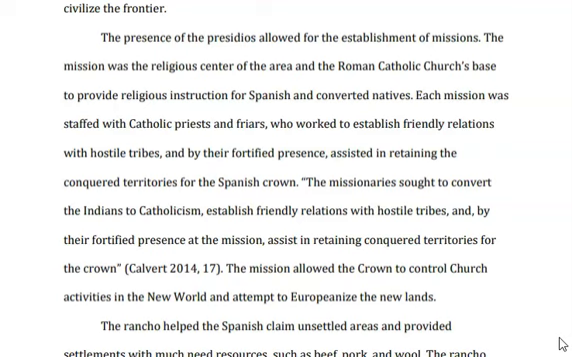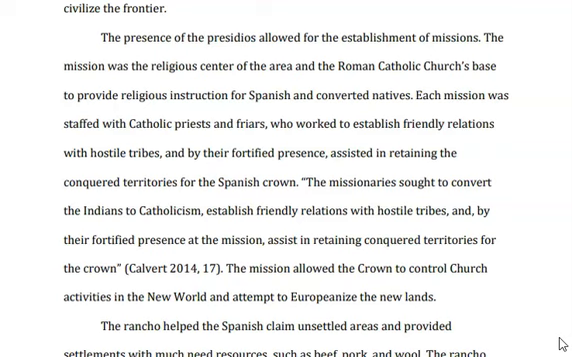I start with my topic sentence. The presence of the Presidio allowed for the establishment of missions. Again, very broad topic sentence. The mission was the religious center of the area and the Roman Catholic Church's base to provide religious instruction for Spanish and converted natives. I have restricted to exactly what I'm going to be talking about.